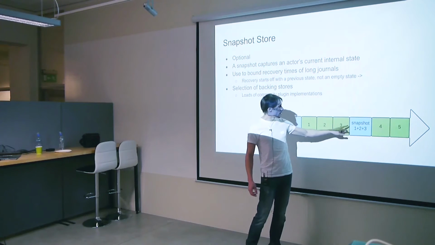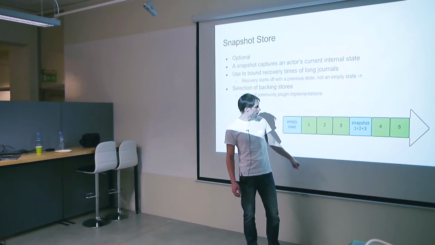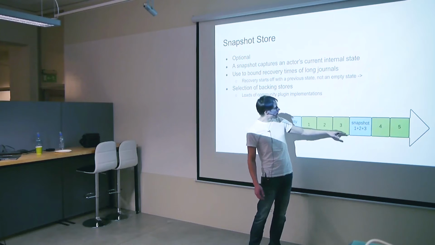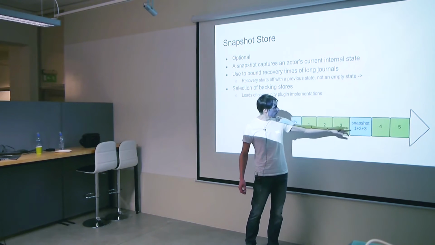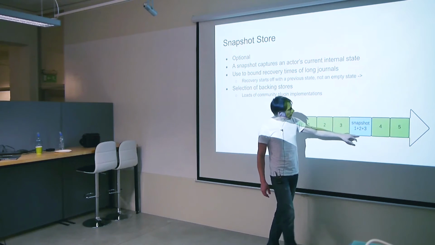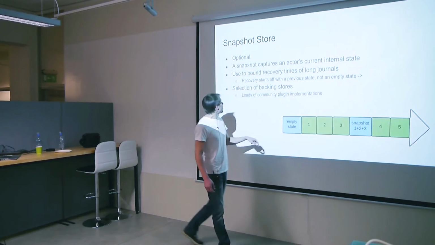And then we decided that it is too long to recover this journal. We decided that a snapshot of the current state, which captures all three events, is to be written in a snapshot store. And events 4 and 5 get written after the snapshot.